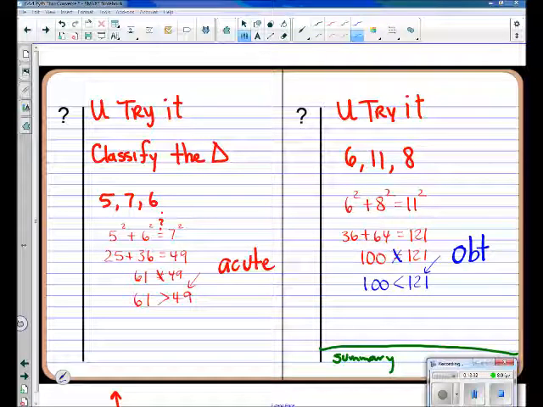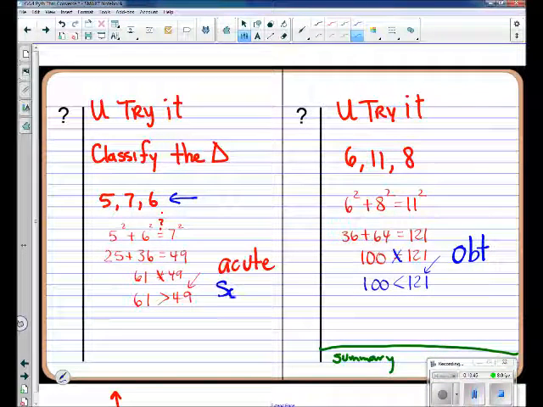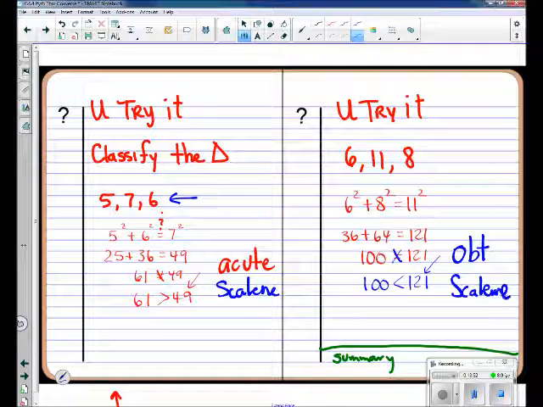Now, if we wanted to go back to both these problems and classify them by their side information, I could do that as well. If I looked at that 5, 6, 7 triangle, I know that all the sides are different. That means it's a scalene triangle. And the same thing ends up being true for this one over here, scalene. Now, if two of the sides had been the same, I would say, hey, this is an isosceles triangle. And if I saw that all three sides are the same, then I would say it's equilateral.